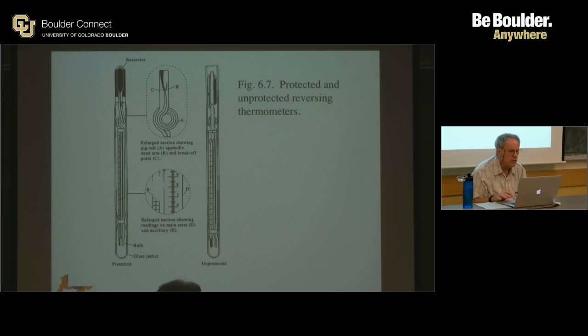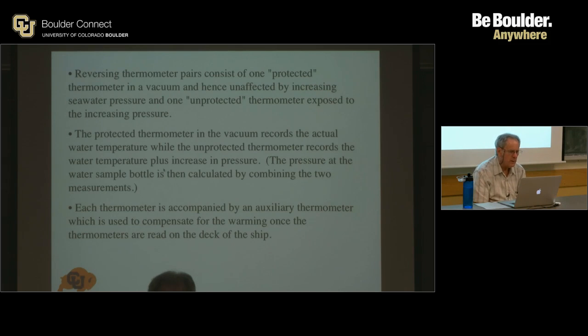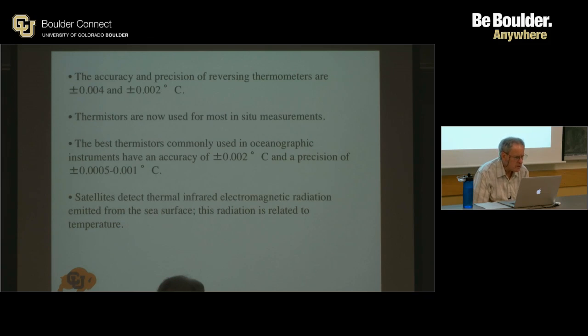And it was a huge, tremendous development. So it made it possible to actually measure the temperature at depth. So the accuracy and precision of reversing thermometers, 0.004 and 0.002. So it's fairly precise. I mean, we've got a little better now. We're up to 0.005, so another digit, but it's pretty good measurement actually.